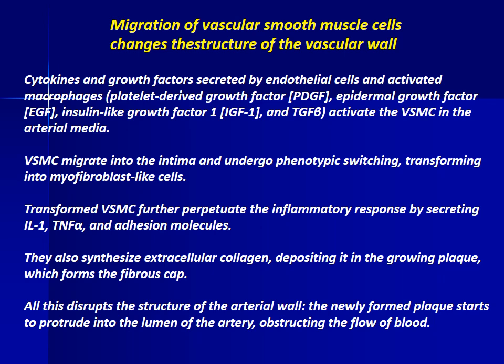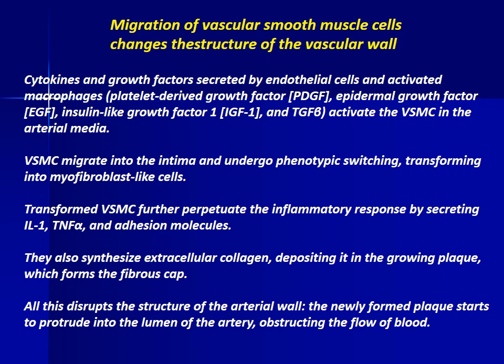Migration of vascular smooth muscle cells changes the structure of the vascular wall. Cytokines and growth factors secreted by endothelial cells and activated macrophages, platelet-derived growth factor PDGF, epidermal growth factor EGF, insulin-like growth factor 1 IGF-1, and TGF beta, activate the vascular smooth muscle cells in the arterial media. Vascular smooth muscle cells migrate into the intima and undergo phenotypic switching, transforming into myofibroblast-like cells.